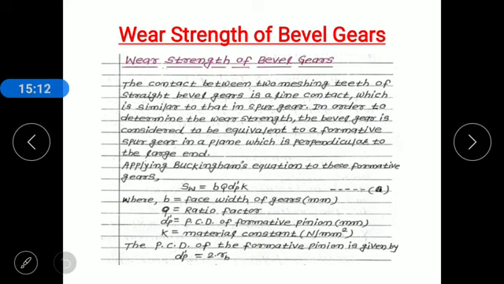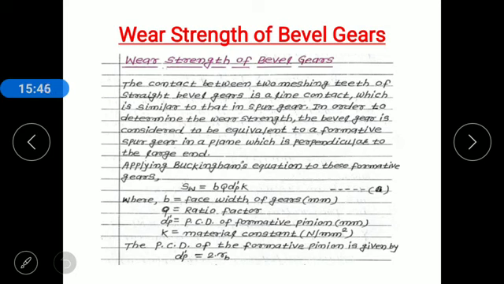Now the next bit, wear strength of bevel gears. Same thing here. The contact between meshing teeth of straight bevel gears is a line contact, which is similar to that of spur gears. In order to determine the wear strength, the bevel gear is considered to be equivalent to a formative spur gear in a plane which is perpendicular to the tooth element at the large end.